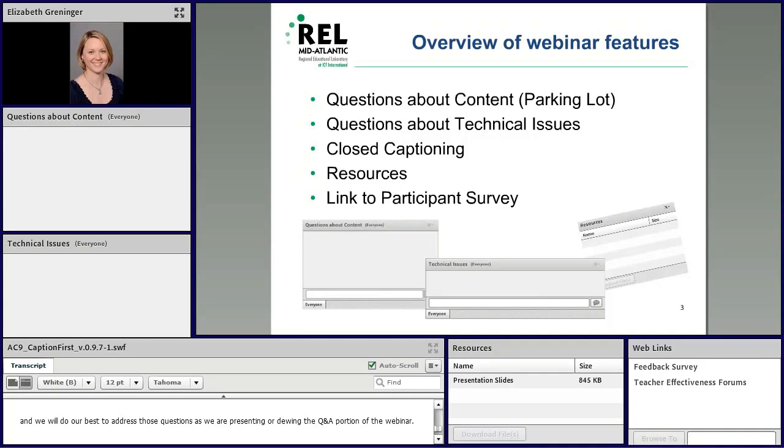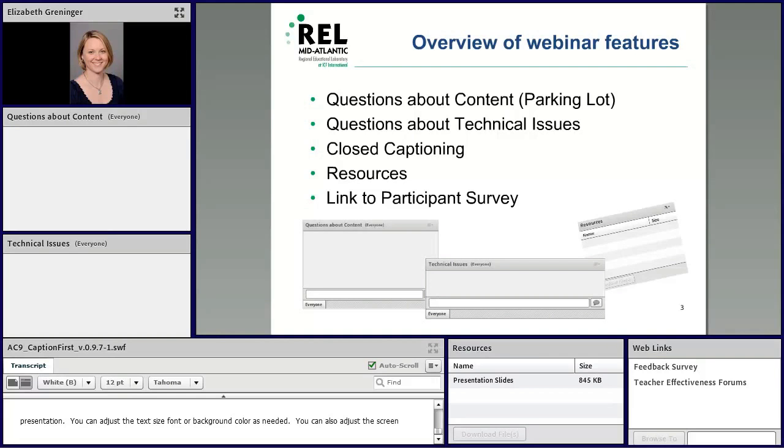Below that box, you'll find a technical issues box, and that box is for any questions you have related to sound or screen issues, and one of the people from our team will get back to you to help you troubleshoot that. In the bottom left of the screen, you'll see the caption first box, and that box is the closed captioning for the presentation. You can adjust the text size, font, or background color as needed, and you can also adjust the screen by clicking on the bar with the arrow pointing up.